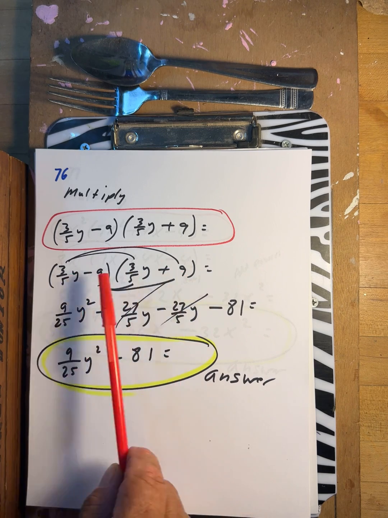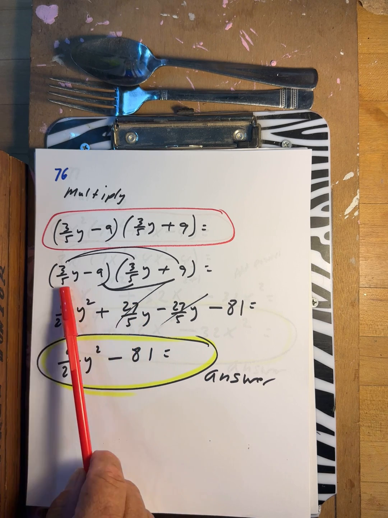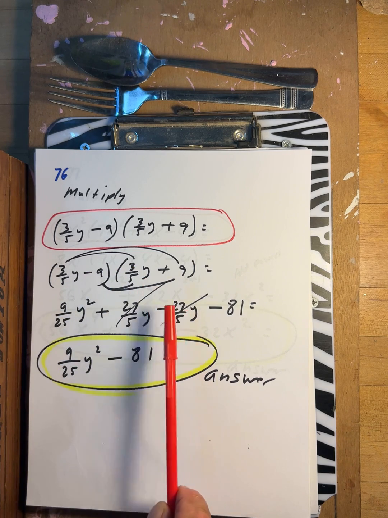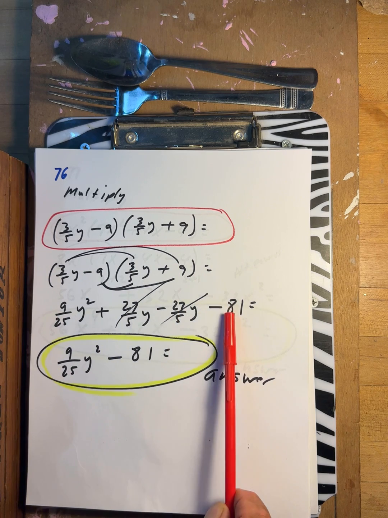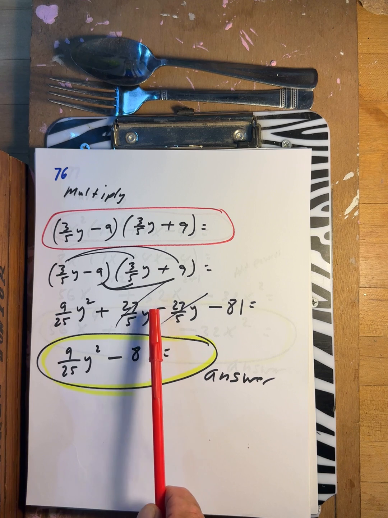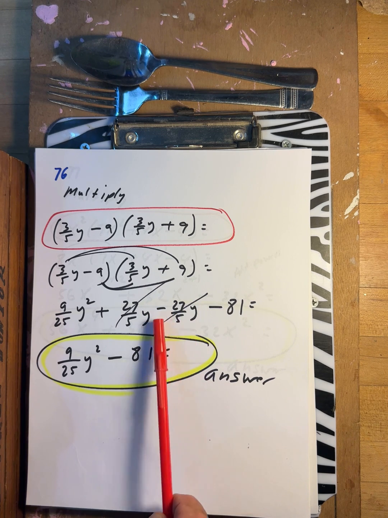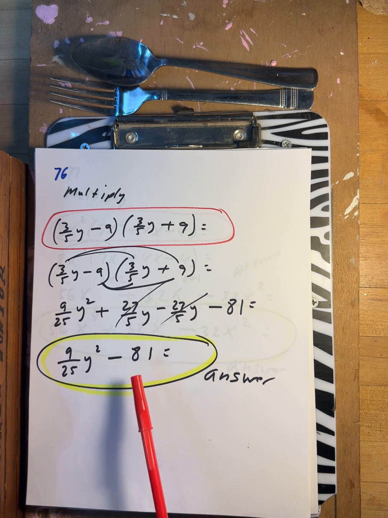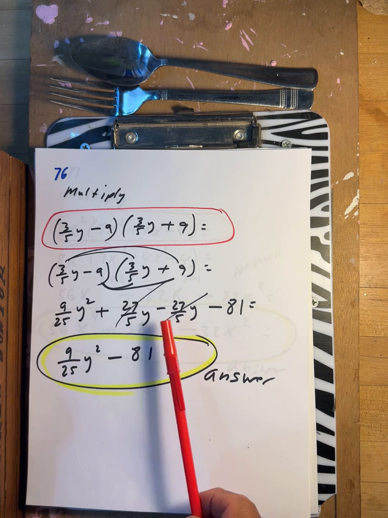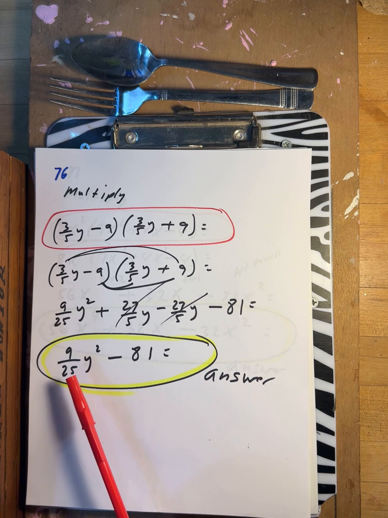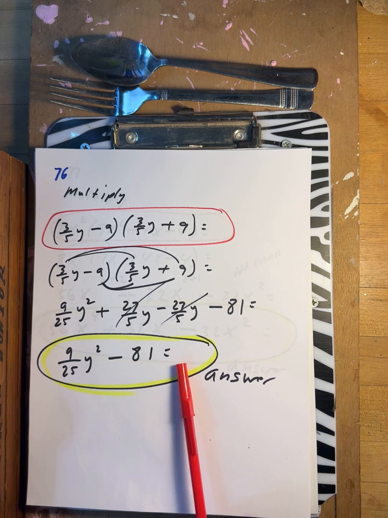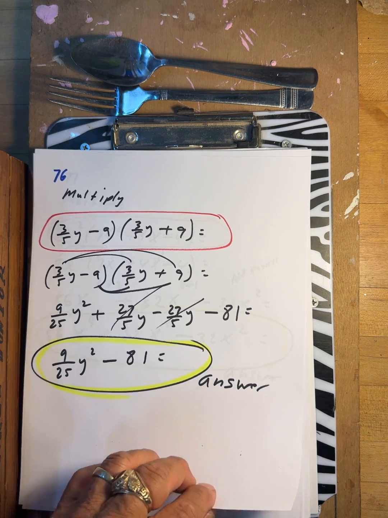This one times that one is going to be 3 times 9, which is 27 over 5y. This times this is going to be negative 27 over 5y. And negative times positive is negative 81. But notice, positive 27 over 5y and negative 27 over 5y, did they cancel? Yes, they're gone. So what's left over? 9 over 25y squared minus 81. Because the middle part is gone. That's it. 9 over 25y squared minus 81. All right.